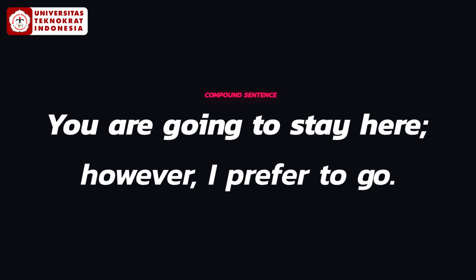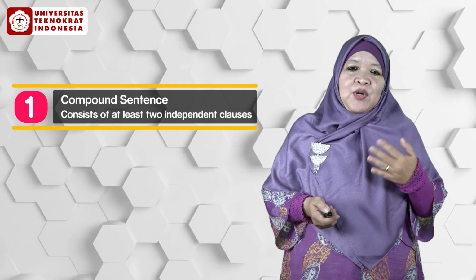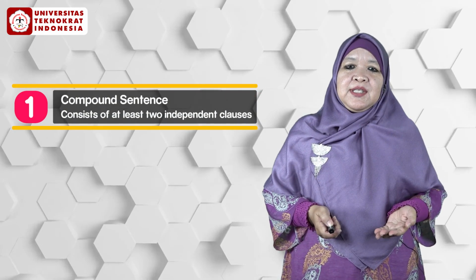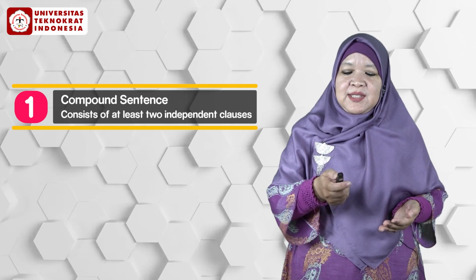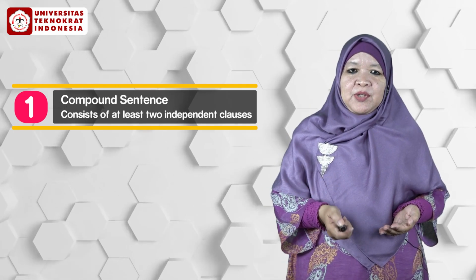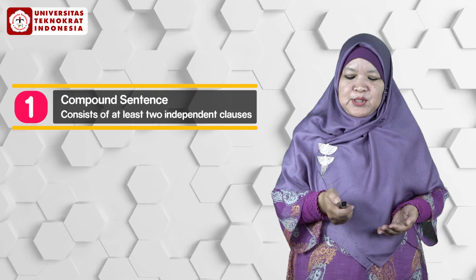You can say either, you are going to stay here, but I prefer to go, or you can use another way by saying, you are going to stay here, however, I prefer to go. That's the same thing, and both are compound sentences. What you need to remember is actually the bridge word. These are the examples of the bridge word, the coordinate conjunction.